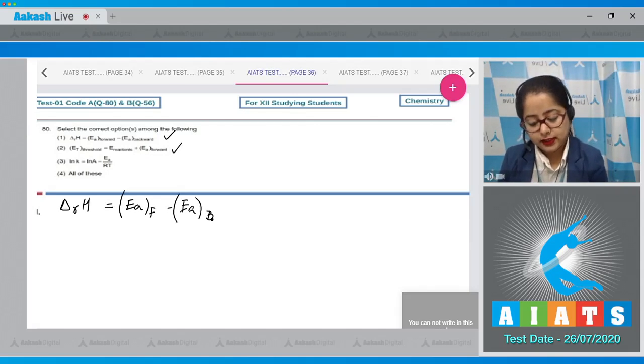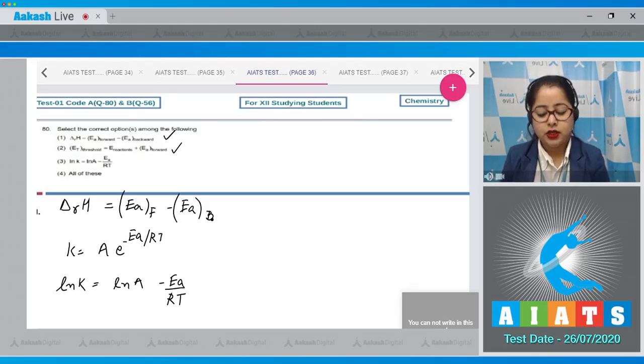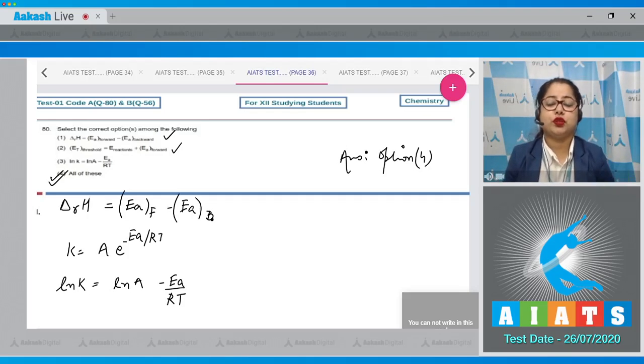Moving to next, the threshold energy is equal to energy of reactant plus energy of forward reaction. Students, this is also a correct option. Let's find out the last statement using the Arrhenius equation, which is K is equal to A, that is Arrhenius constant, e raised to the power minus Ea, that is activation energy, upon RT. So let's take the natural log. ln K is equal to ln A minus Ea upon RT. That means option number 3 is also correct. So all the given 3 formulas are correct. That means the correct answer is option number 4. Moving to next question, students, which is question number 81.